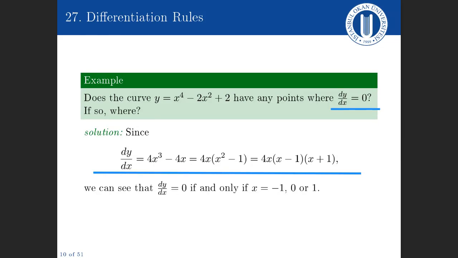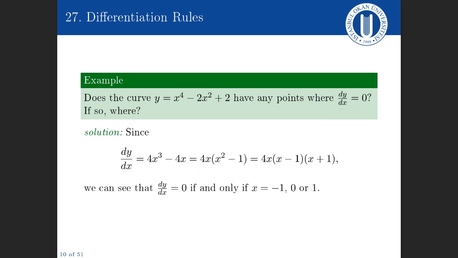The derivative of x to the power 4 is 4x cubed. The derivative of 2x squared is 4x, and the derivative of 2 is 0. Using the rules we've done already, the power rule, the constant multiple rule, and the sum rule, we find that this is 4x cubed minus 4x, which I then want to factorize. Both terms have 4x in, take that off, 4x times x squared minus 1, but then x squared minus 1 is the same as x minus 1 multiplied by x plus 1.